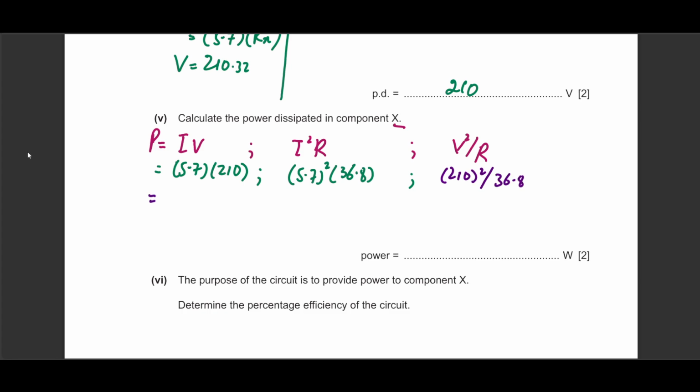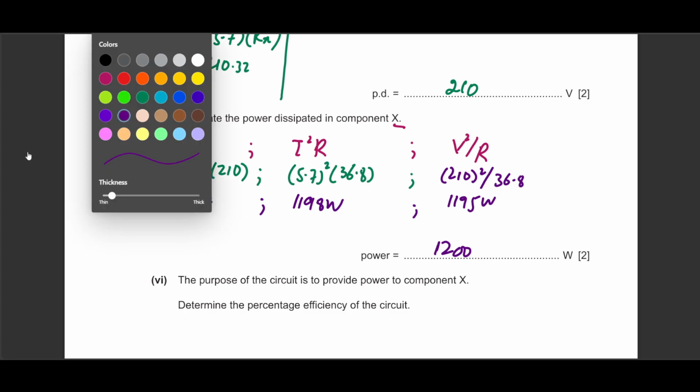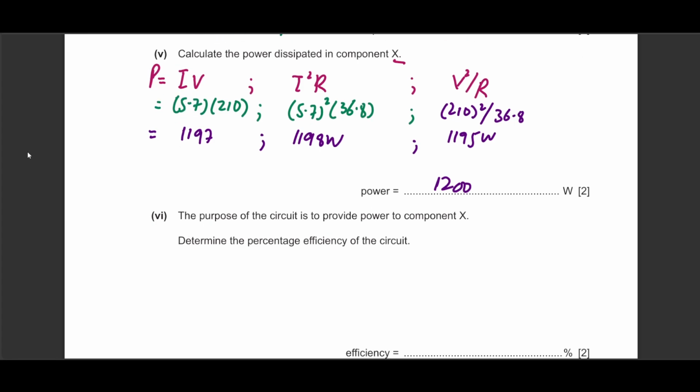Now, luckily, if you try it with all the options, in IV you get 1197 watts. In I squared R you get 1198 watts. In V squared over R you get 1195 watts because of the difference of decimal places. At the end of the day, this is going to come out as 1200 up to two significant figures. So not really an issue here.